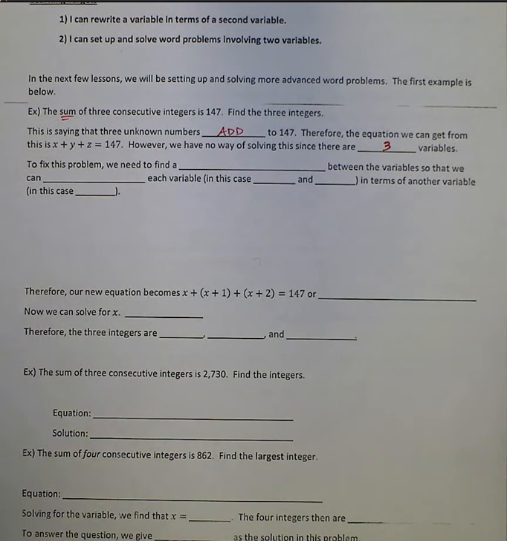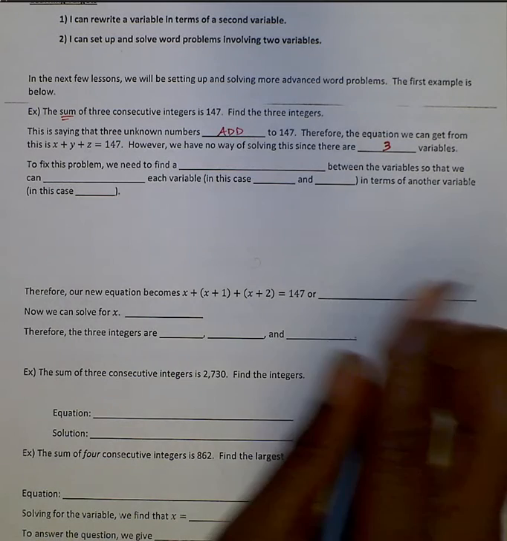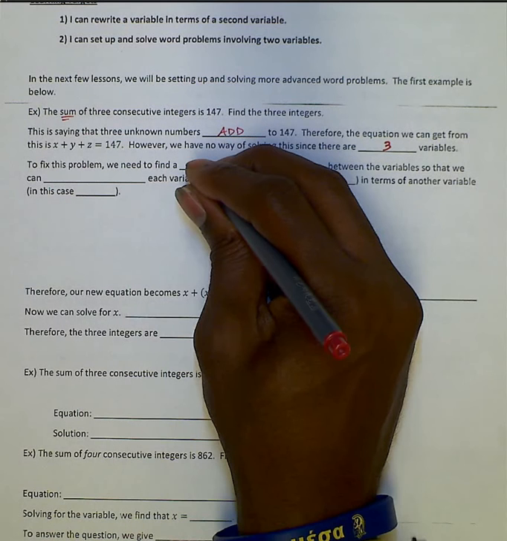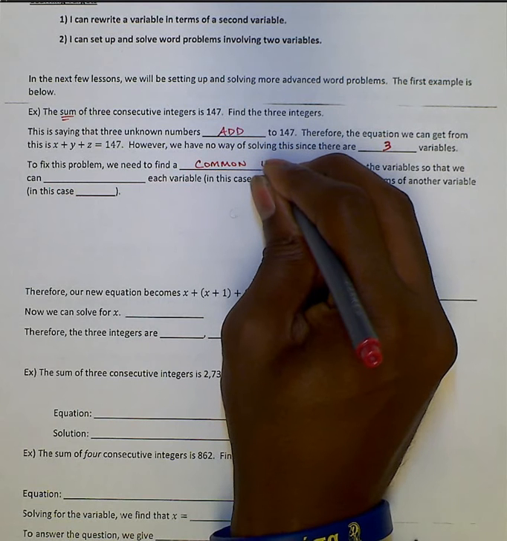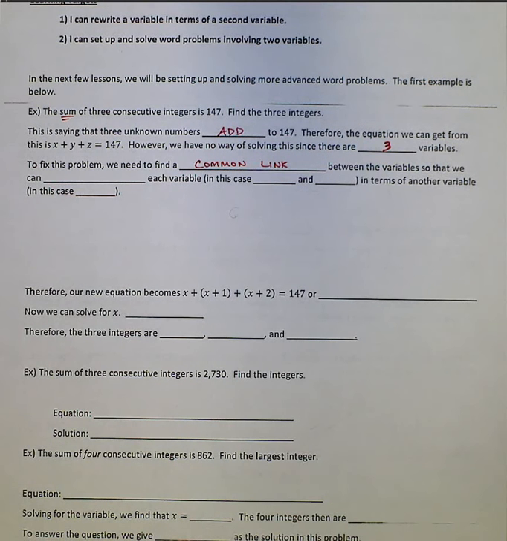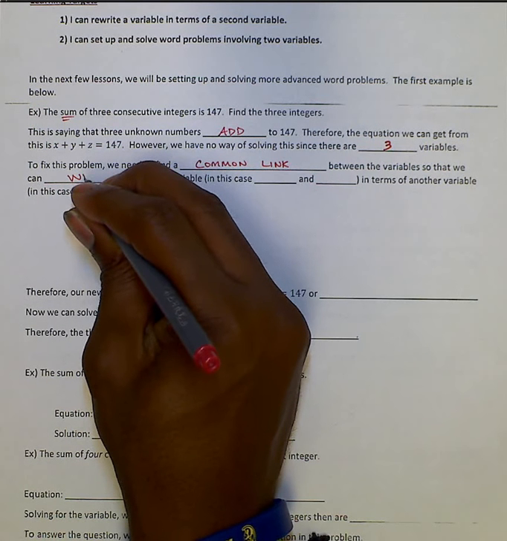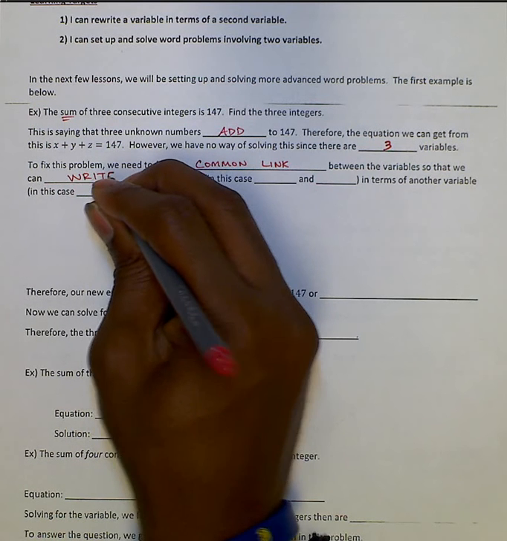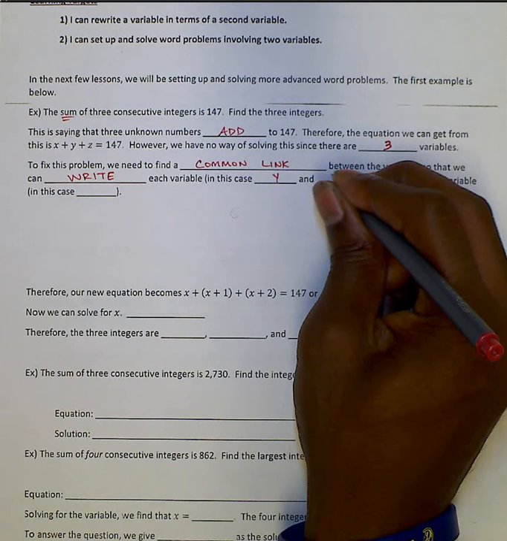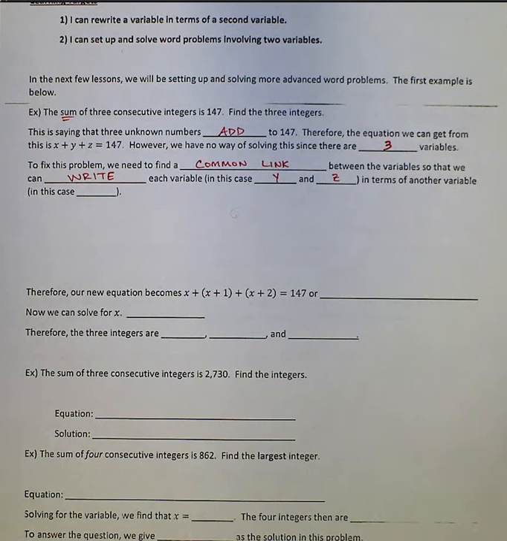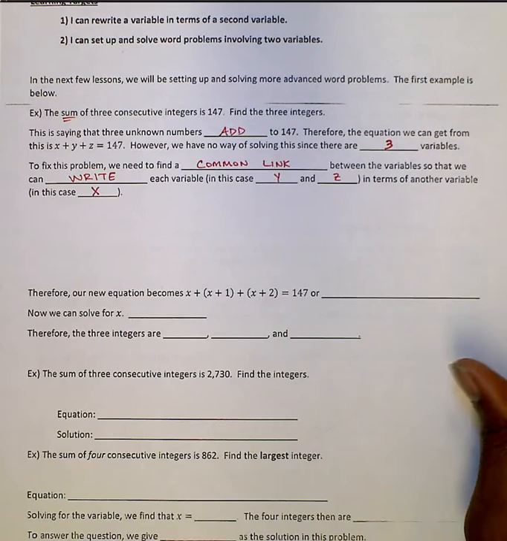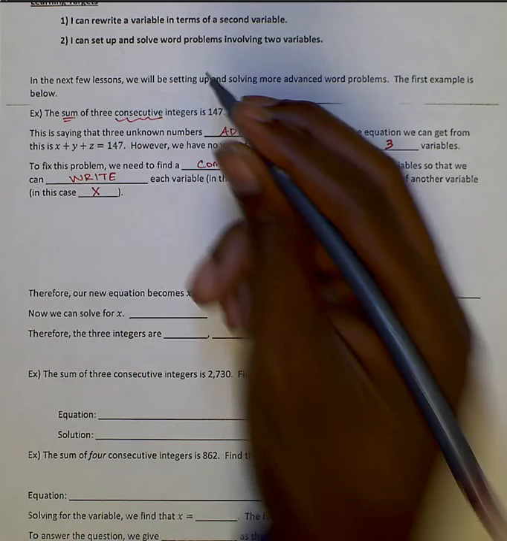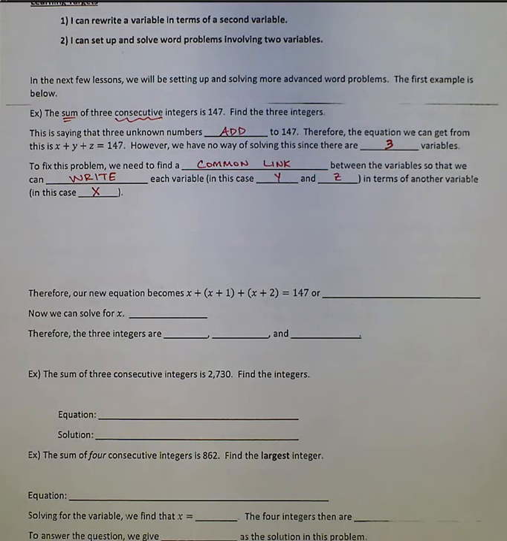Okay, in order to fix this problem, we need to find a common link between the variables, so that we can write each variable, in this case y and z, in terms of another variable, in this case x. So here's how we're going to think about this. Keyword, again, consecutive. What does consecutive mean? It means it comes right in a row.